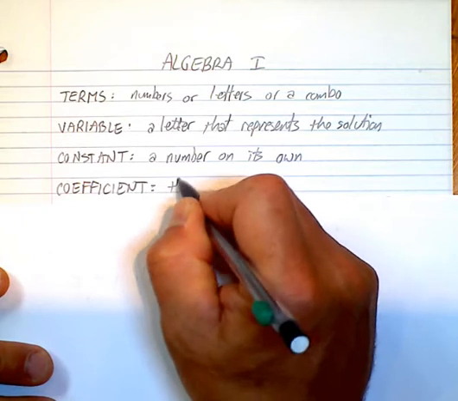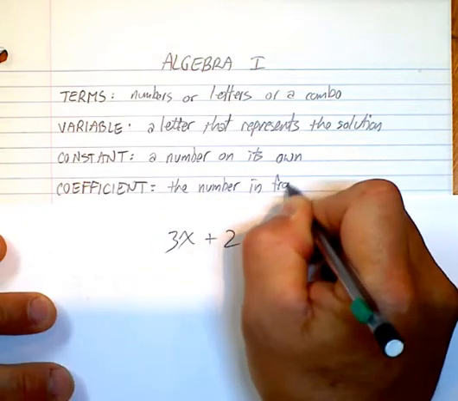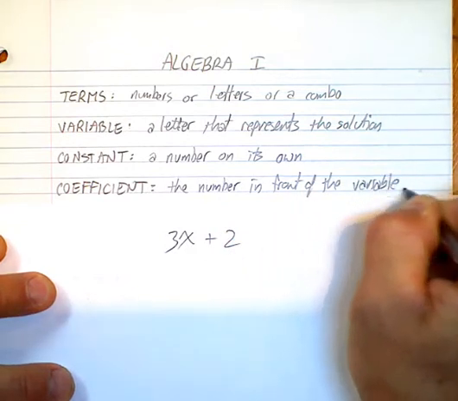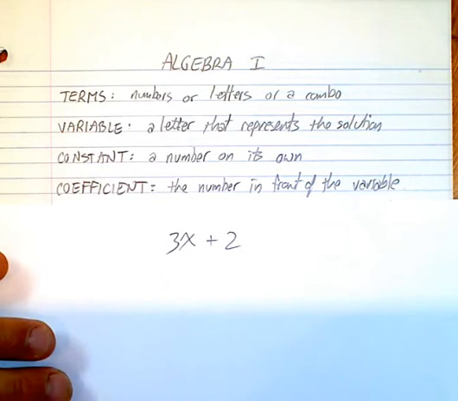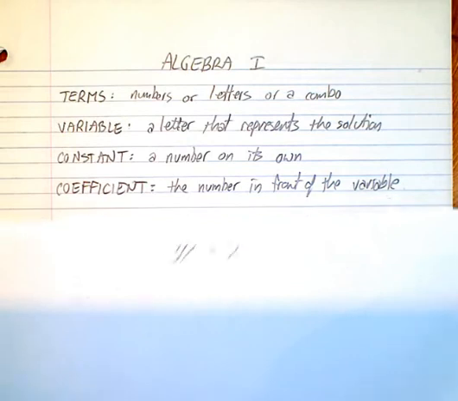The number in front of the variable. It could be positive or negative, but it could be a number. It could be a fraction. It could be a decimal.